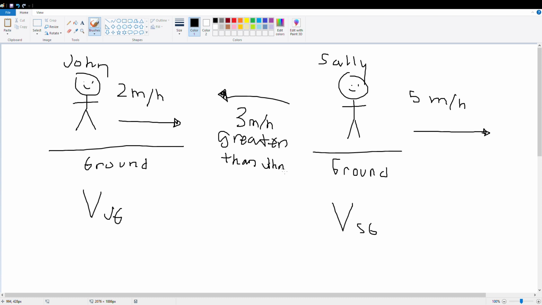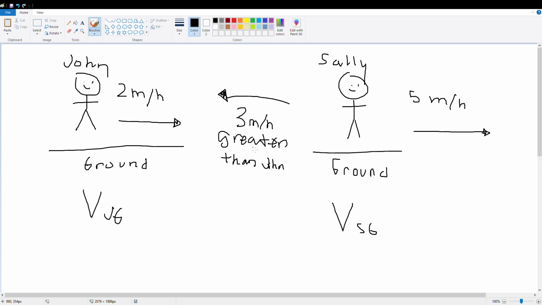Now let's flip the perspective a bit. What's John's velocity relative to Sally? Since John is moving slower than Sally, moving 2 miles per hour, from Sally's viewpoint, it seems like John is moving away from her. Thus, John's velocity relative to Sally is negative 3 miles per hour.